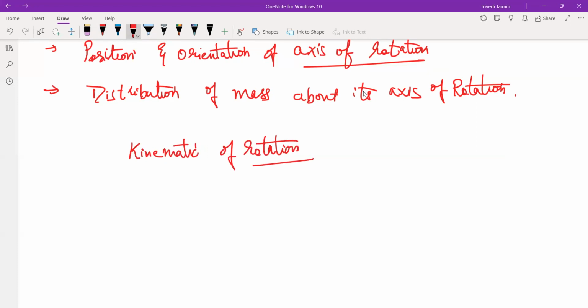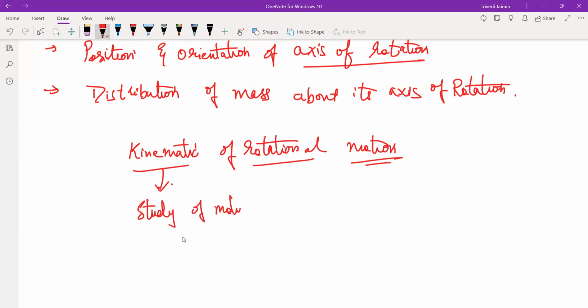Kinematics of rotational motion. So you know what is kinematics, right? Kinematics deals with what? It's with acceleration, velocity. In short, motion. Study of motion. Rotation is angle, so angular displacement, angular acceleration, angular velocity. Exactly. Study of motion without considering how it is happening.